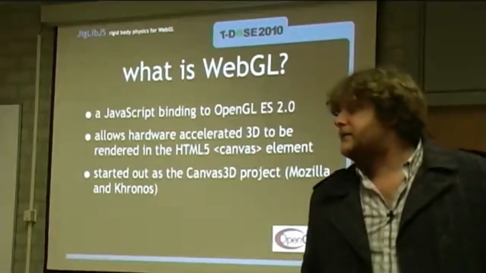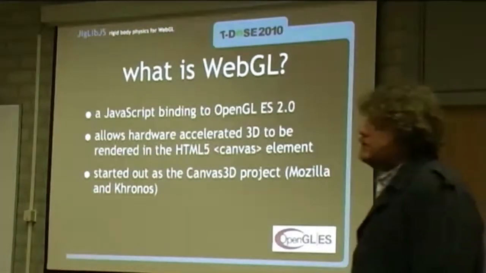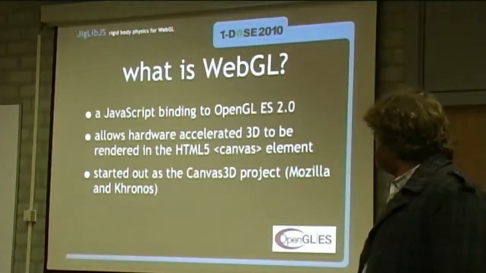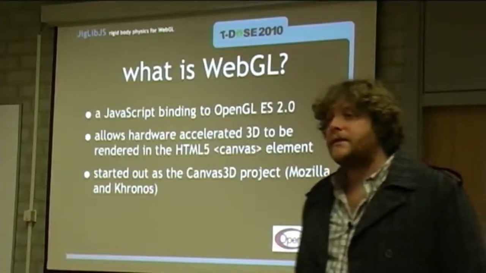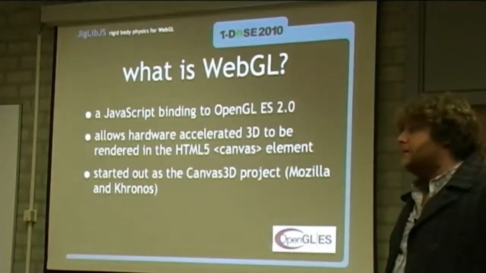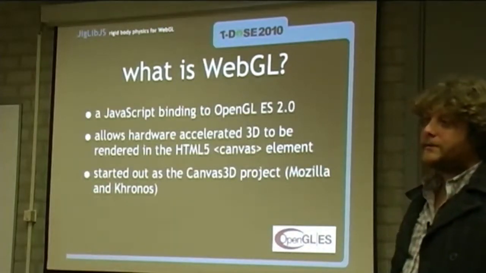It originally started out as a project between Mozilla and Kronos. Kronos are the people who maintain and develop the OpenGL standard. Mozilla started a project with them some years ago. It was called Canvas 3D, and it was designed to be its own standalone HTML5 element. Other people were working on similar projects. For example, Google was working on O3D, which was a plugin.